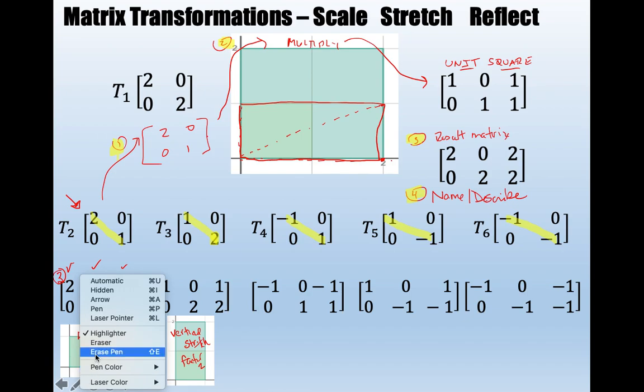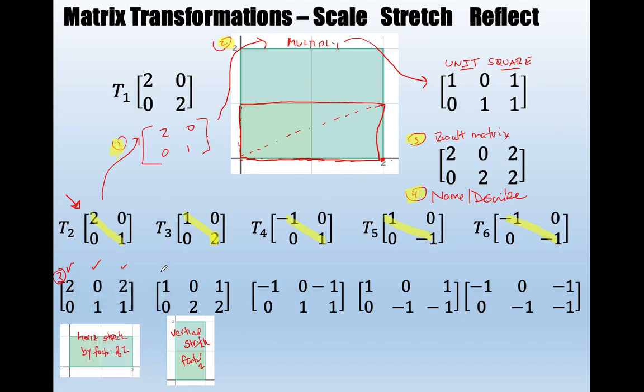And again, all I'm doing is drawing. I'm doing the matrix multiplication, and then I'm drawing where did 1, 0 go, where did 0, 1 go, and where did 1, 1 go. I did that with each of these. Notice again that the origin always stayed, and all lines were preserved as lines.